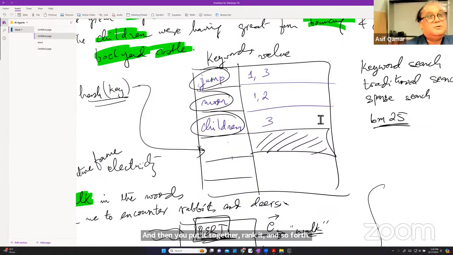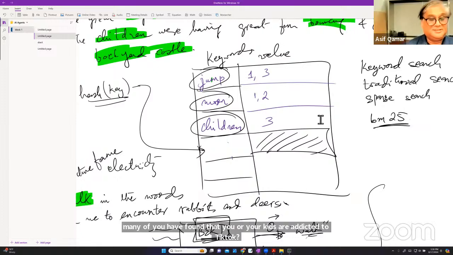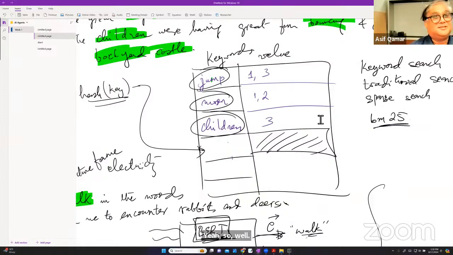How many of you have found that you or your kids are addicted to TikTok? Well, believe it or not, all of these, you're beginning to meet the culprits now.